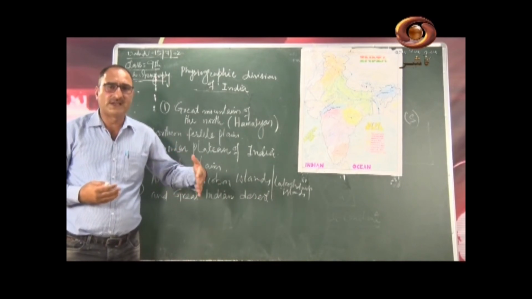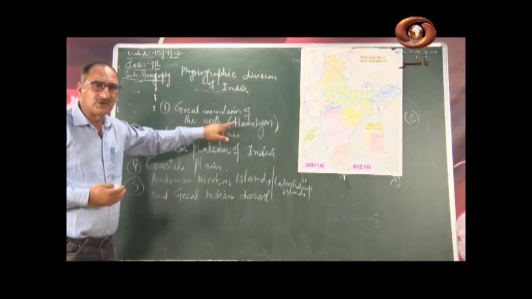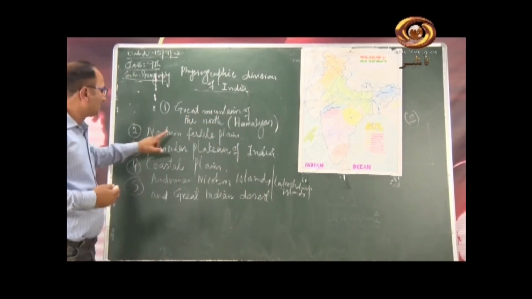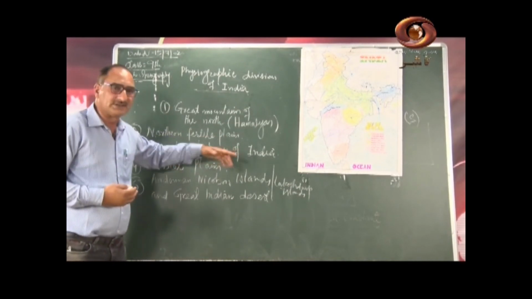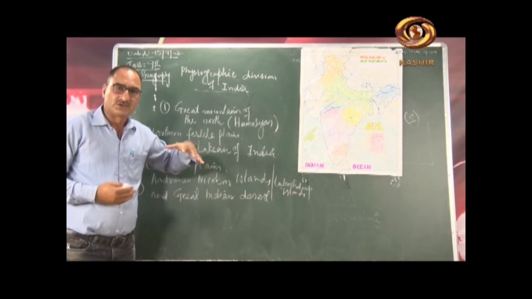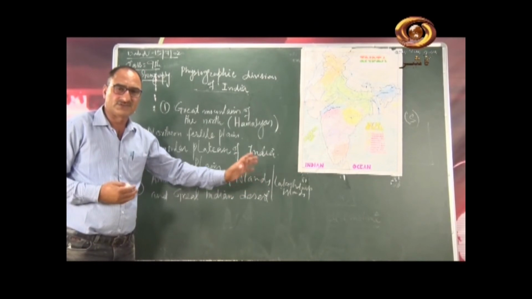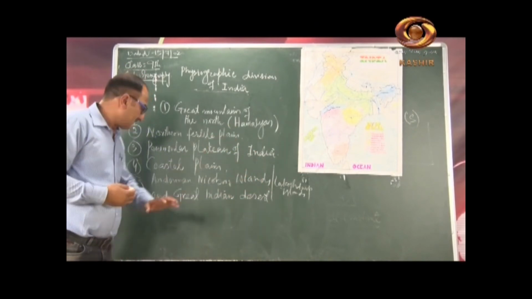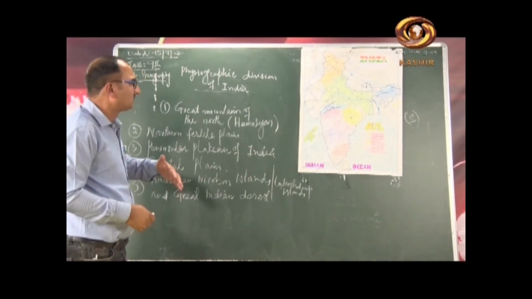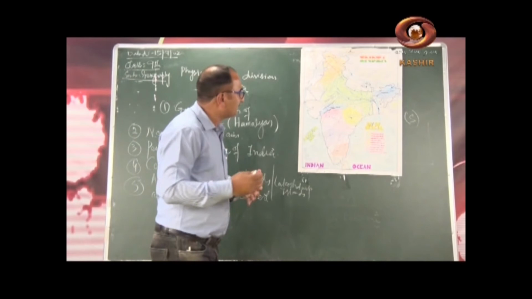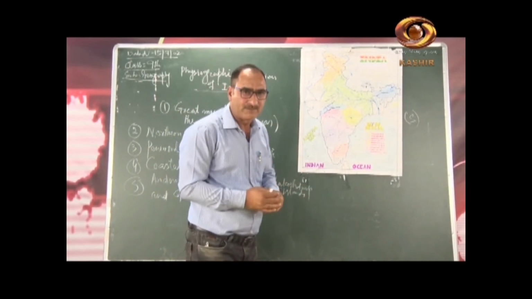India has 3 main physiographic divisions, that is great mountains of the north, which is also called the Himalayas, northern fertile plain, and number 3 is peninsular plateau of India. These are 3 main divisions. 2 are subdivisions, Andaman Nicobar Islands and Lakshadweep Islands, which is called island group of India, and Great Indian Desert. First of all, I will discuss about the great mountains of the north.